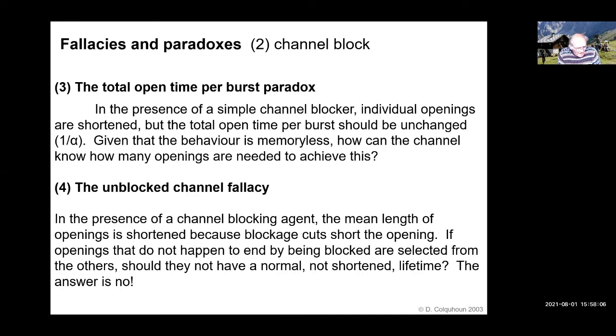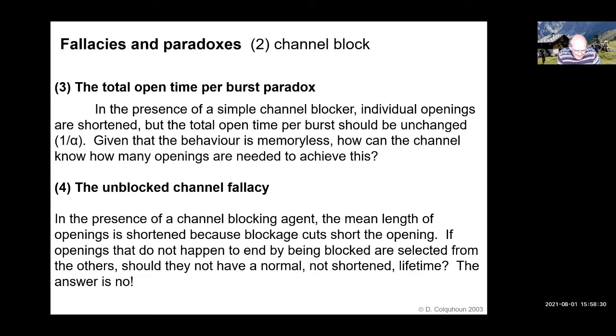Put another way, the last opening in a burst, which ends by the channel shutting rather than being blocked, should also have a normal length. No. Why is that the case?